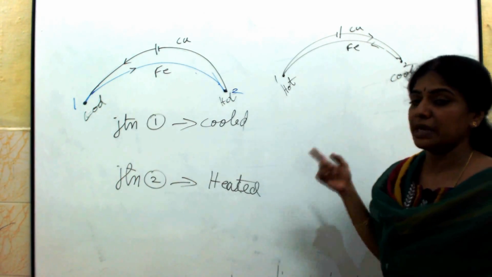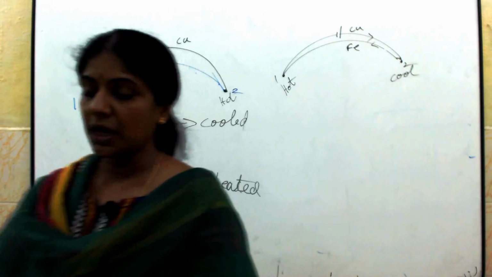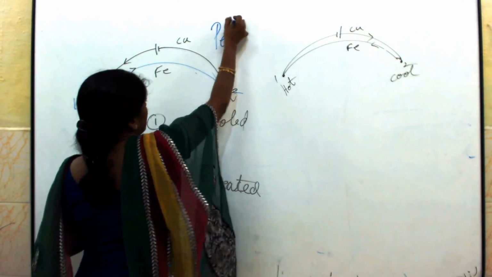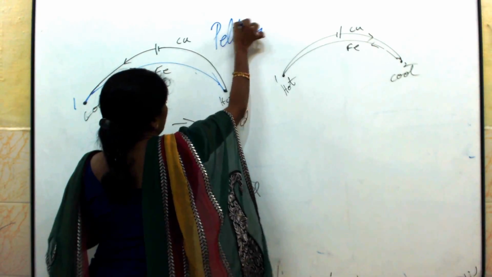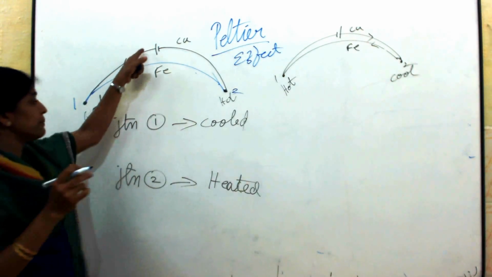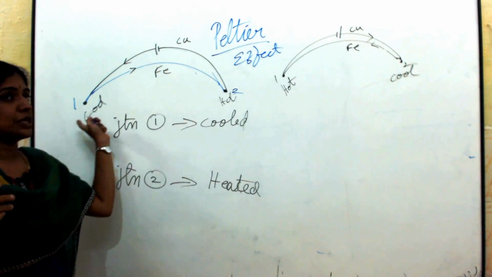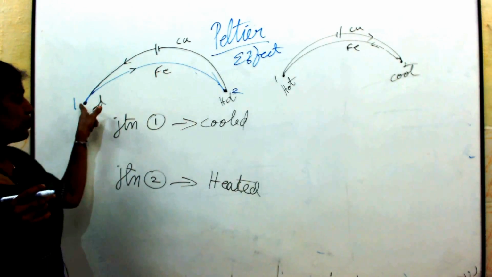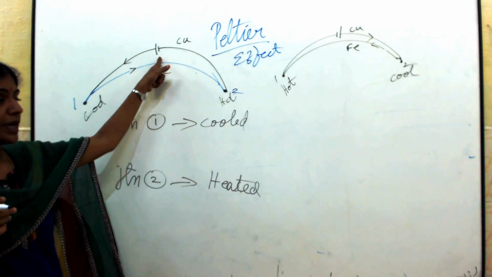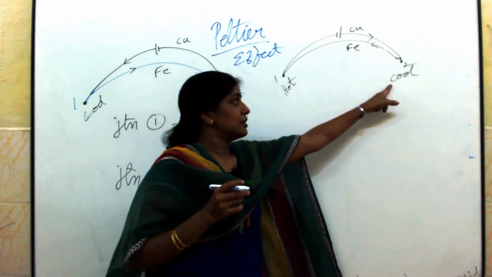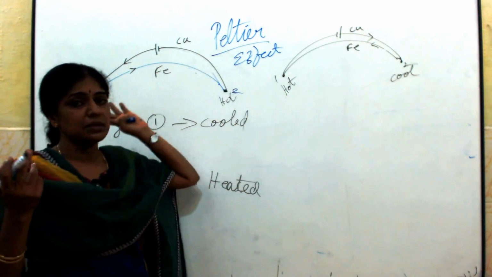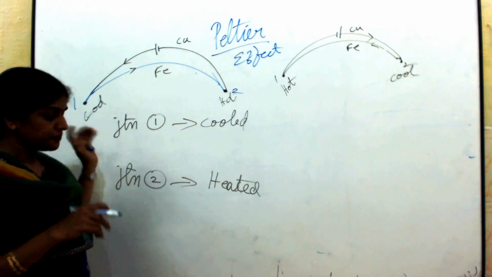So I can say this Peltier effect is reversible. Like the Seebeck effect, the Peltier effect is also reversible. So how can I define this Peltier effect? When two different metals are joined to make two different junctions, heat is absorbed at one junction and heat is evolved at another junction. When I reverse the direction of the current, the junction temperatures also get reversed. So I can say this Peltier effect is a reversible effect.